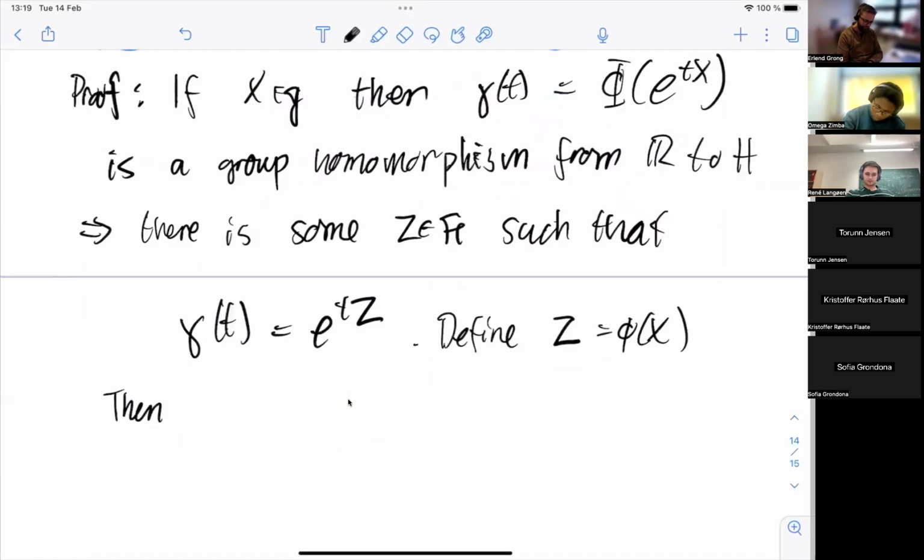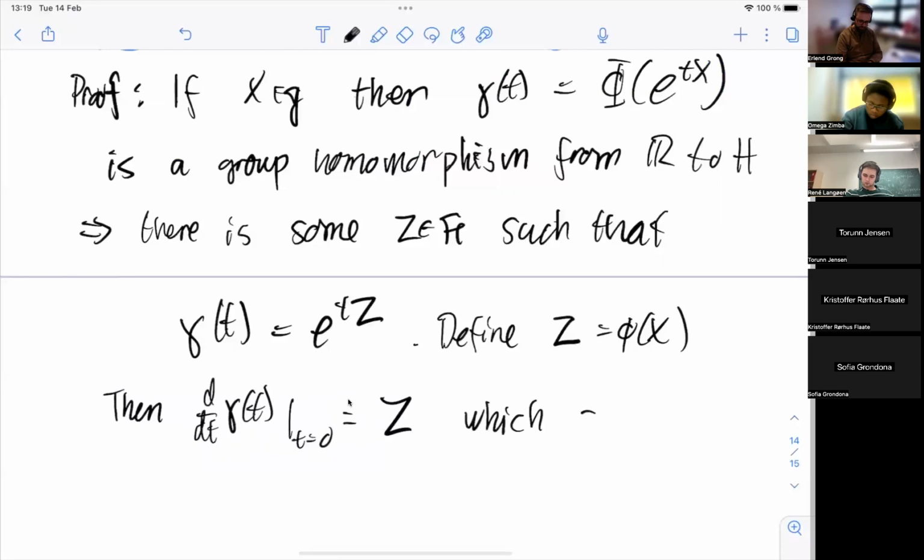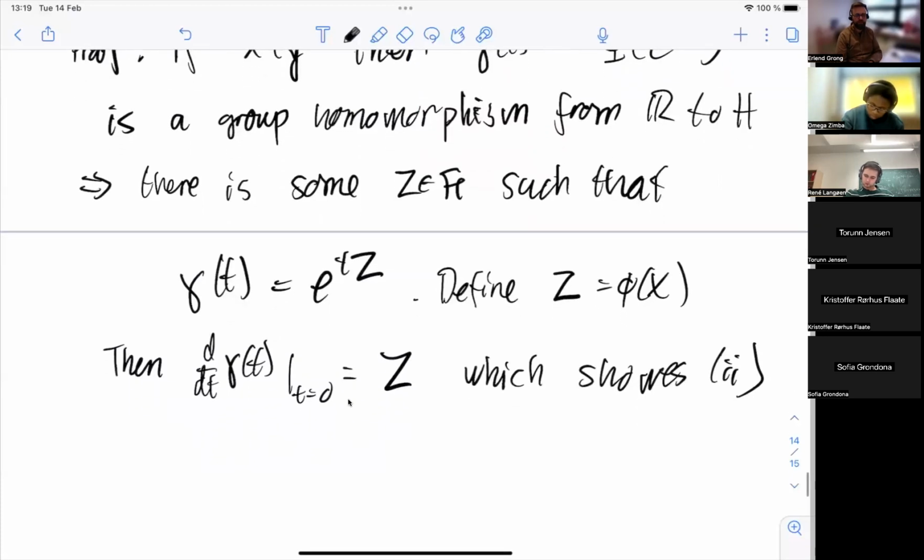Then d/dt gamma of t at t equals 0 is equal to Z, which shows number 2. And now I just need to do, as before, I need to show that this is actually a linear map, and I need to show that it preserves the brackets.